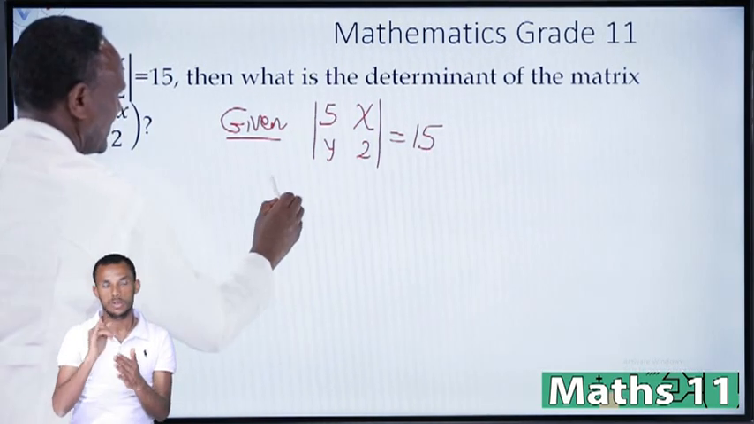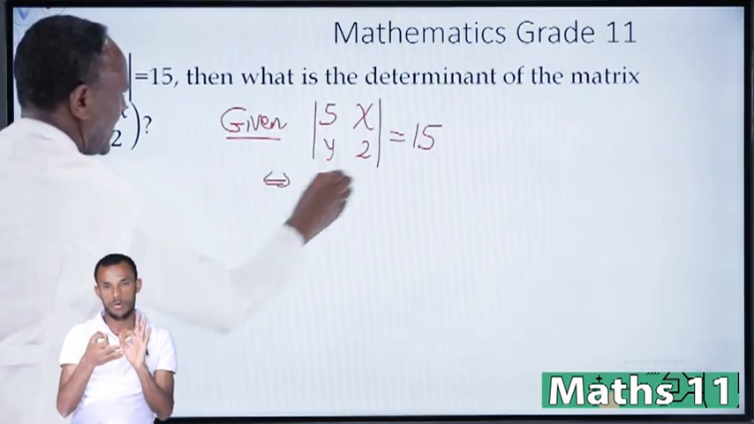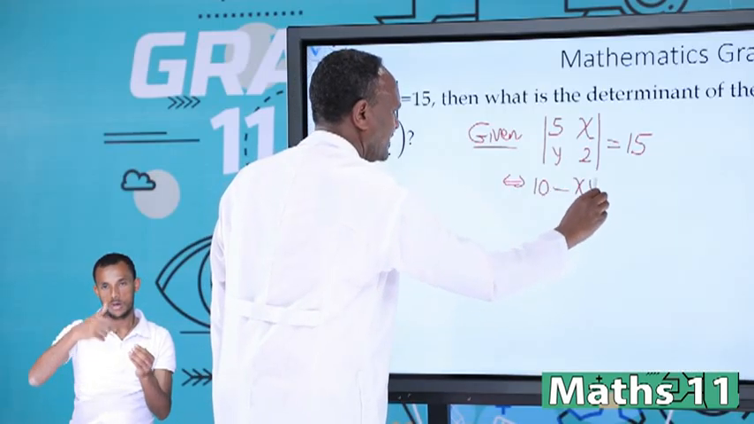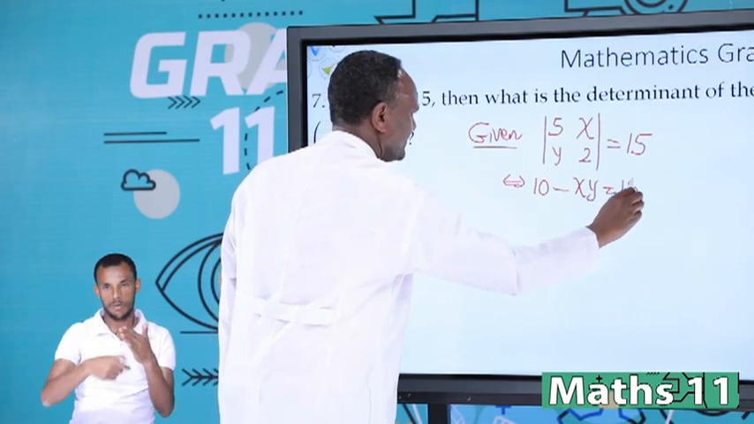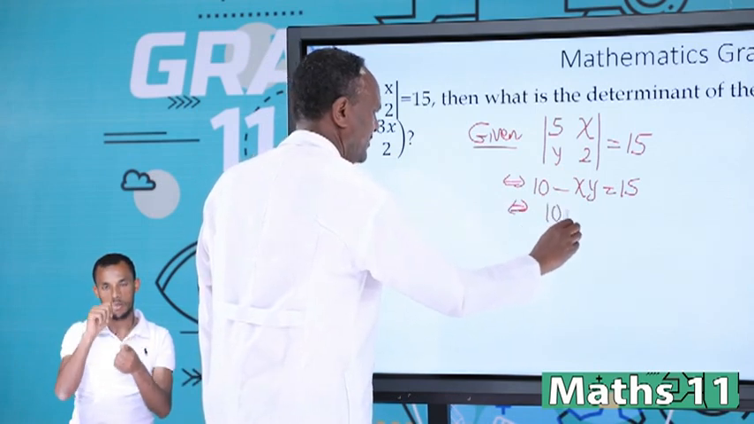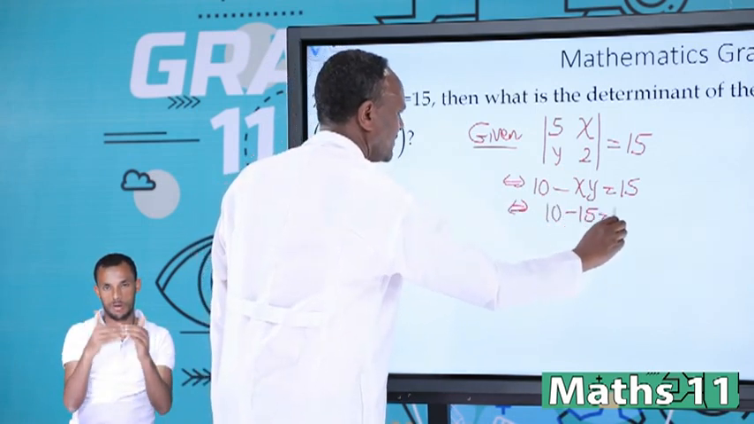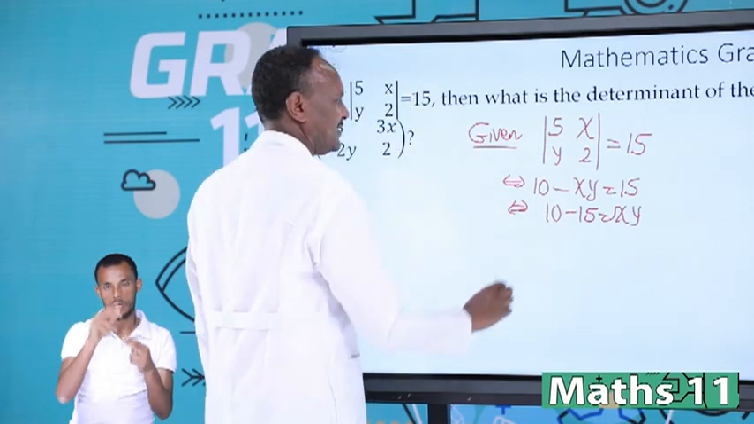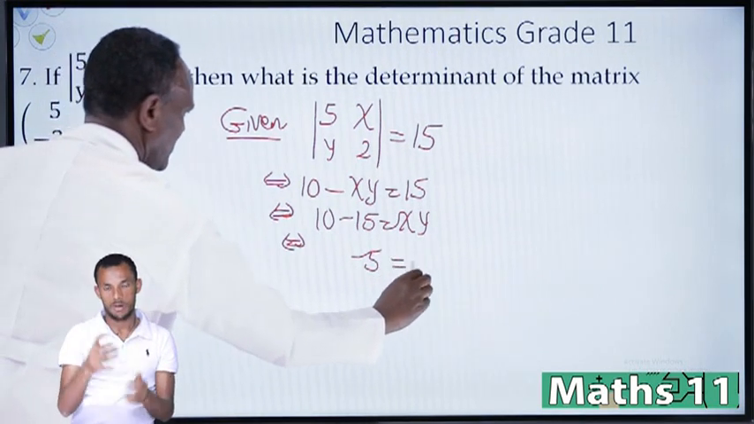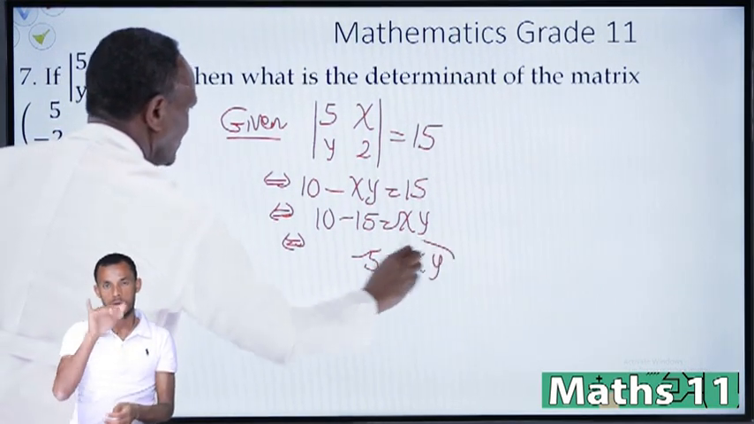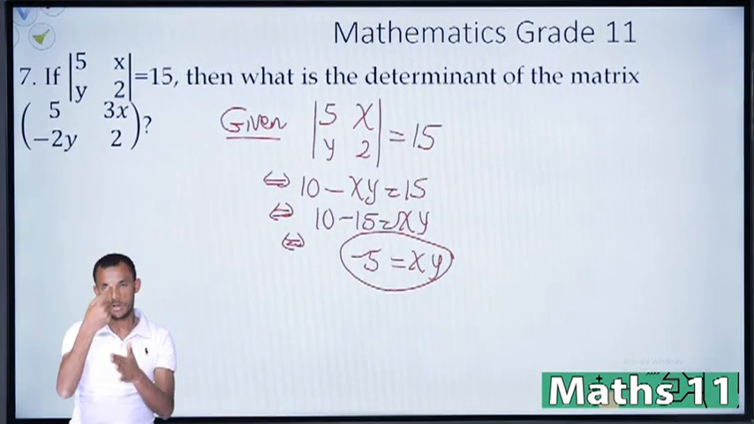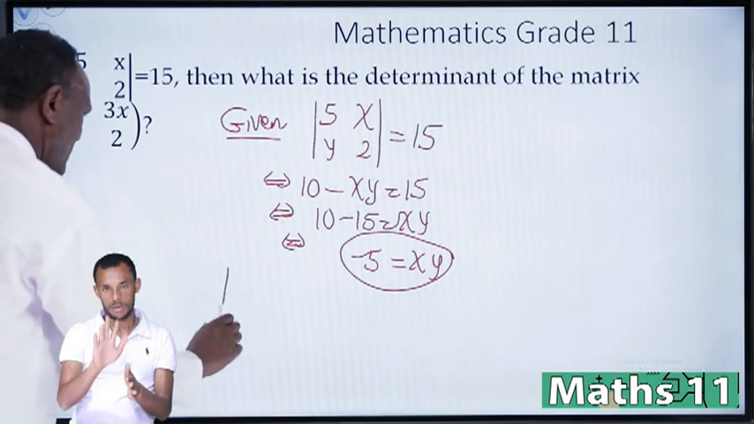What is the definition? This gives a result: the product of the main diagonal, 10, minus the product of the other diagonal, xy. This gives a value equal to 15. Solve for the variable: 10 minus 15 gives a value equal to xy. 10 minus 15 gives negative 5, equal to xy. I am not interested in the exact values of x and y, but the product of the two was negative 5.